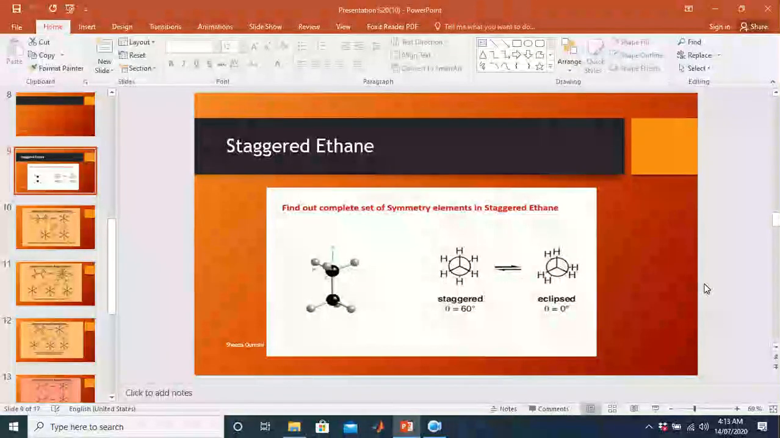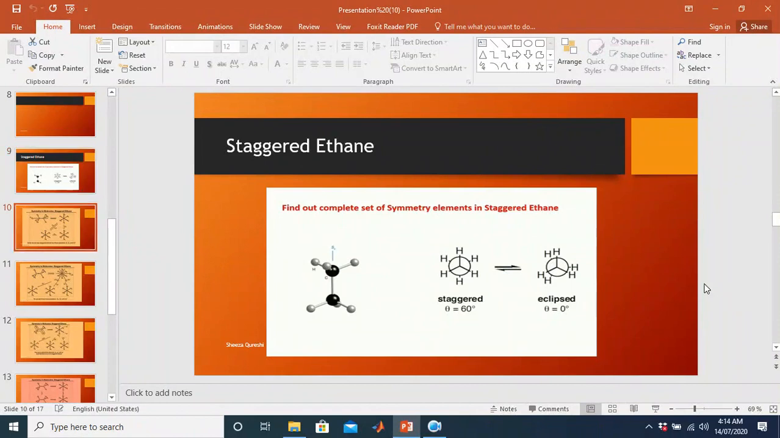So far we have discussed the example of methane, and now we will be discussing the example of staggered ethane. Find out the complete set of symmetry elements in staggered ethane. There are 2 types of ethane, staggered ethane and eclipsed ethane. So the schematic diagram of staggered ethane is represented here, and we will be discussing this in detail.